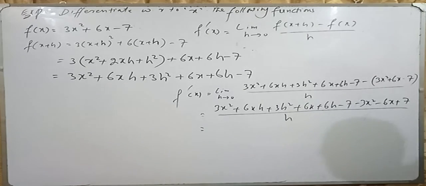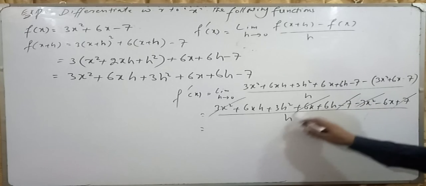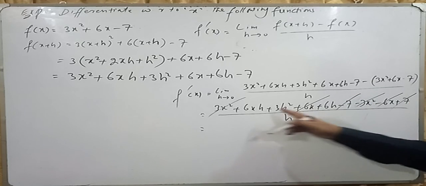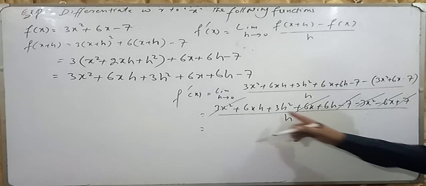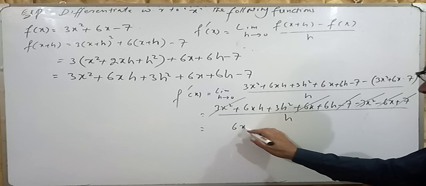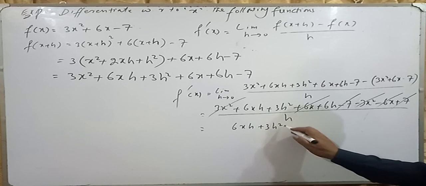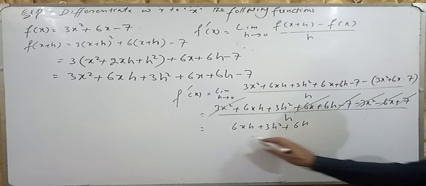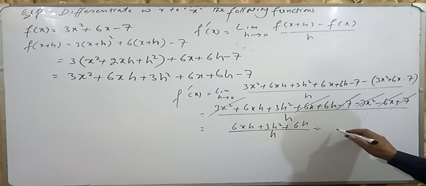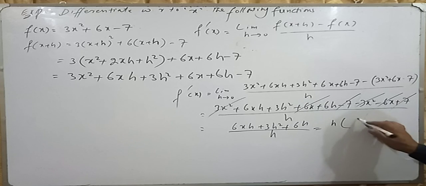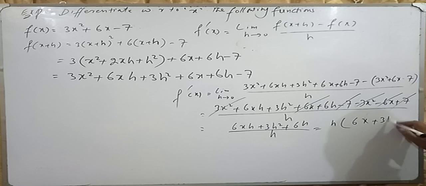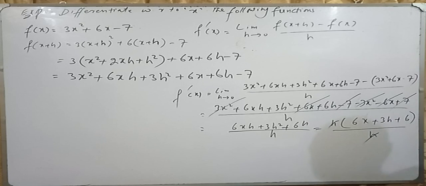Now do cancellation. How? Look at plus 3x square minus 3x square, plus 7 minus 7 cancel, and plus 6x minus 6x cancel. What will remain? Only 6xh plus 3h square and plus 6h divided by h. Now take h common. What will remain? 6x plus 3h plus 6 divided by h. So h cancels with h.